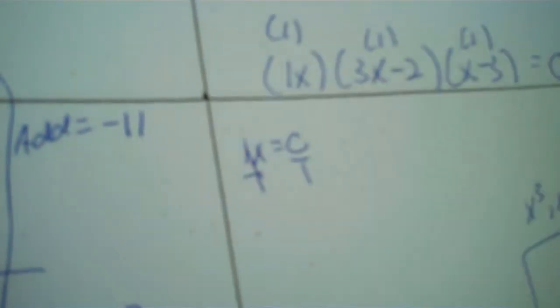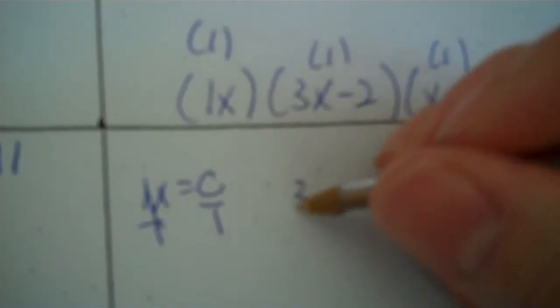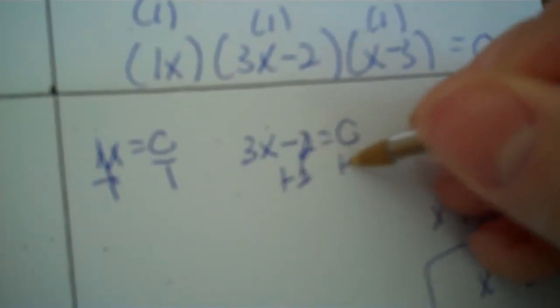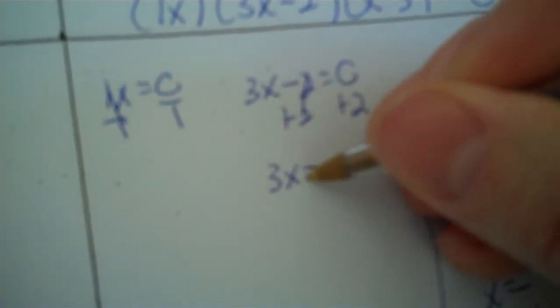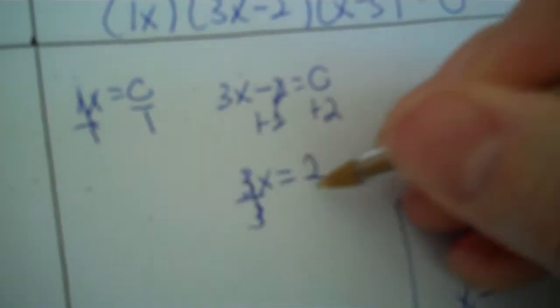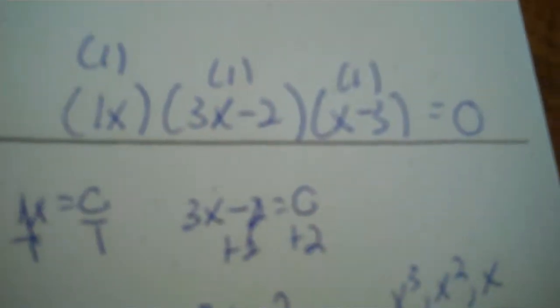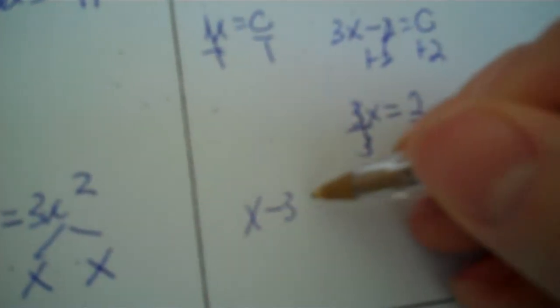Okay, you're going to get one solution from each one of these parentheses, and that will make your 3. So 1x could equal 0. So 0. 3x minus 2 could equal 0. I'd add 2. And then we divide by 3. That's a decimal, so I'm going to put 2/3. And then x minus 3 could equal 0. So x would equal 3.